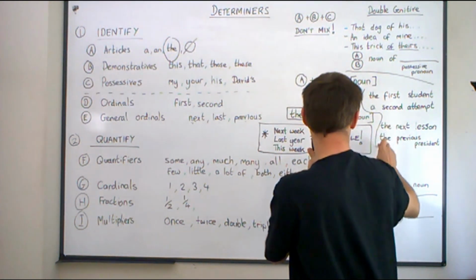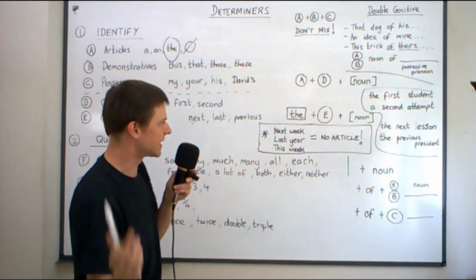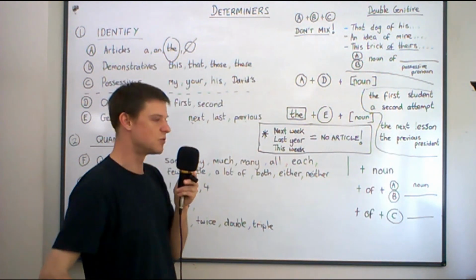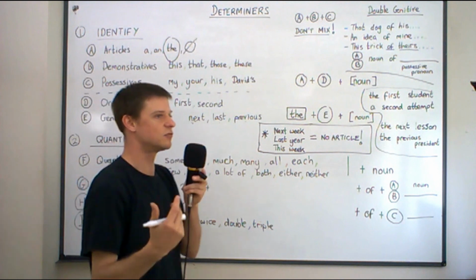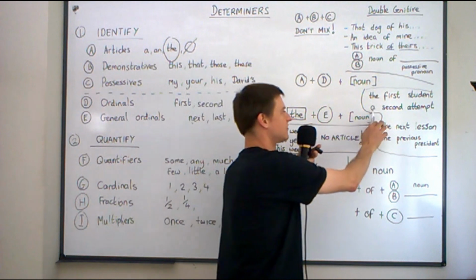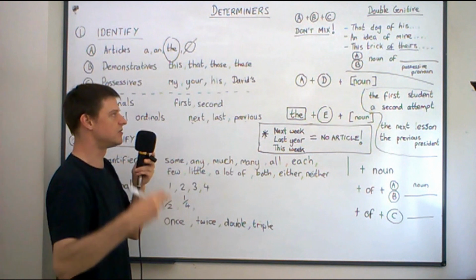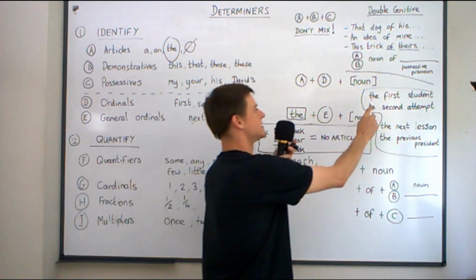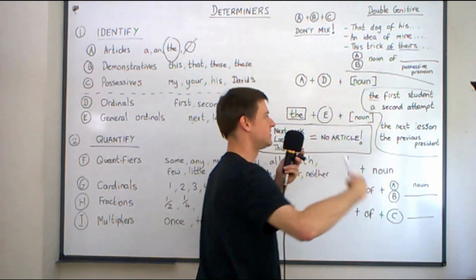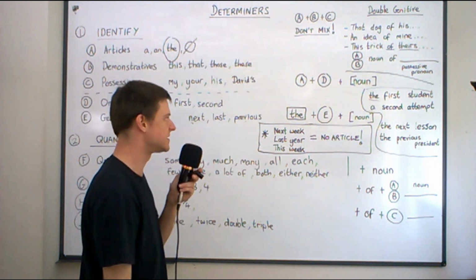So I've got a lot of examples here, but I have put one example with a, because it is possible to occasionally use a. For example, if you say we gave him a second attempt, you wouldn't say the second attempt, because he's already had a first attempt, and so it's one of many attempts, and that's why you say a second attempt. But usually with these words you'll be using them in a definite sense, and you'll need the definite article, and so it will be the, first, second, next, previous, last, and then the noun: the first student, the next lesson, the previous president.